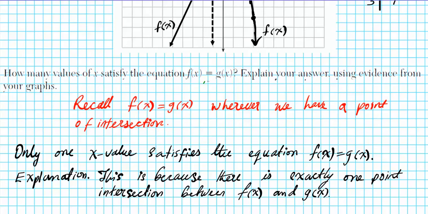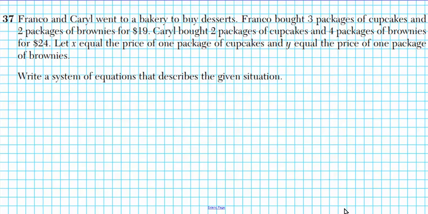Okay, so that's that. All right, let's take a look at question 37, the last problem on this exam. It reads, Franco and Carl went to a bakery to buy desserts. Franco bought 3 packages of cupcakes and 2 packages of brownies for $19. Carl bought 2 packages of cupcakes and 4 packages of brownies for $24. Let x equal the price of 1 package of cupcakes and y equal the price of 1 package of brownies. First part, write a system of equations that describes the given situation.